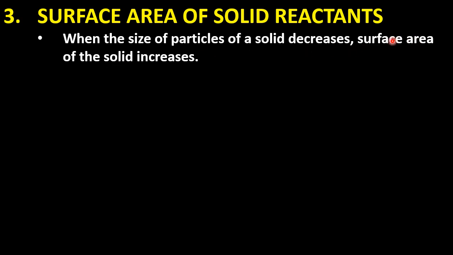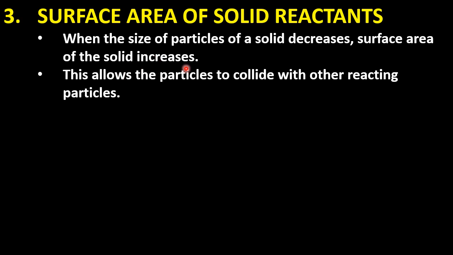In other words, as many sites or parts of the substance as possible are exposed to the other reactant during a chemical reaction. So we are saying when the size of the particles of the solid decreases, the surface area of that substance increases. A decrease in particle size increases surface area. This surface area is the outer part of the reacting substance exposed to the other reactant. That's what we mean by surface area.